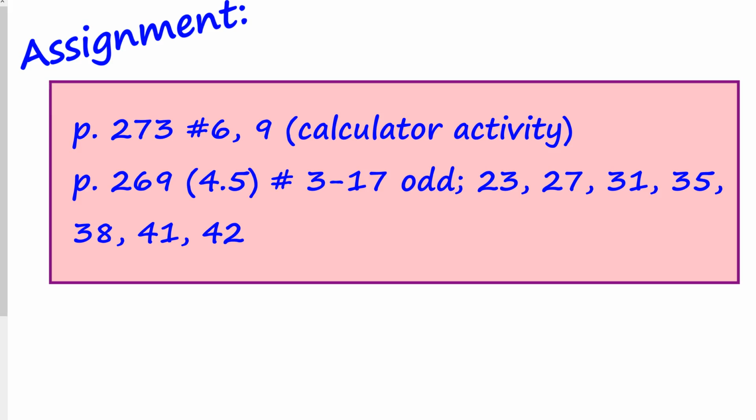Okay. So this is your assignment. There's a little bit I'd like you to try on the calculator, and it's basically the dropping of the object problem. They gave you a couple of them, and you can use your calculator to solve them and find the approximate answer that way. And then we have some problems from section 4.5.